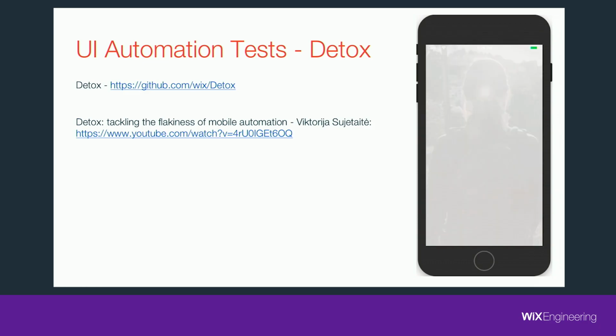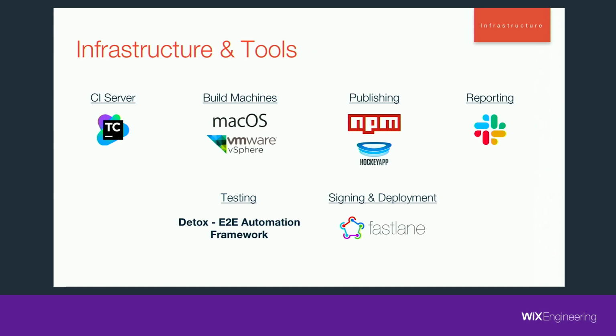Yeah. So let's go over the infrastructure tools that we are using at Wix. For CI servers, we are using TeamCity. For build machines, we are using macOS because we are building for iOS, of course. And we are using VMware for virtualization because we want several builds to run at the same time on a single machine. For publishing, we are using NPM and HockeyApp, as we said.